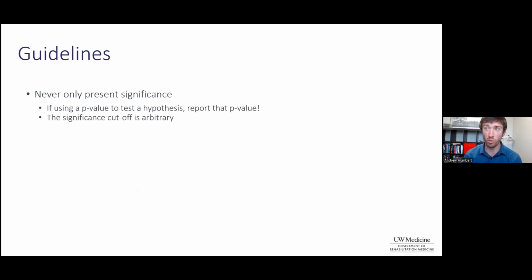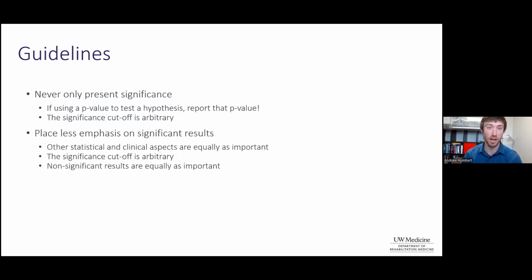Tend to never only present significance. Always have some sort of value of what that p-value actually is, for one. So don't just report yes significance, no significance. Report what that actual p-value is, but also an effect size and confidence intervals as well, to help round out information that the p-value doesn't capture. All those values capture a slightly different piece of information. So let's give it all and then let the reader interpret that information as they will and weight it how they want to.